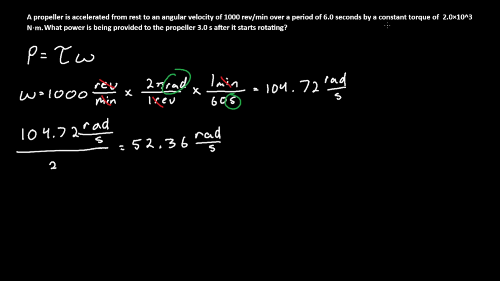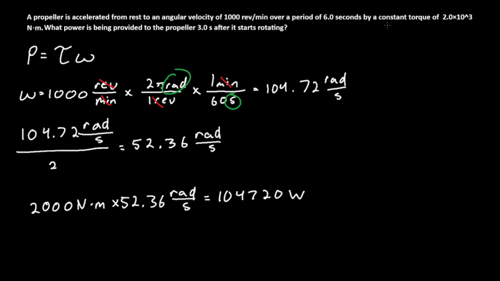Well, the torque is given, it's 2,000 Newton meters, and we have your angular velocity after 3 seconds, so we need to just multiply these two together. So 2,000 Newton meters times 52.36 radians per second, and what you get is 104,720 watts. So the wind is making a lot of energy.